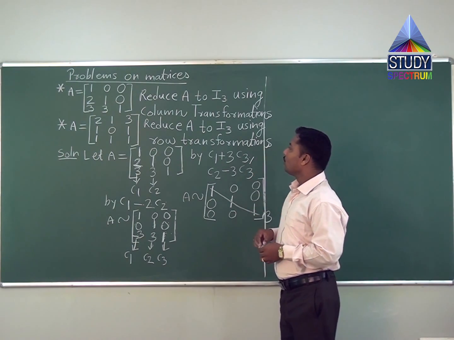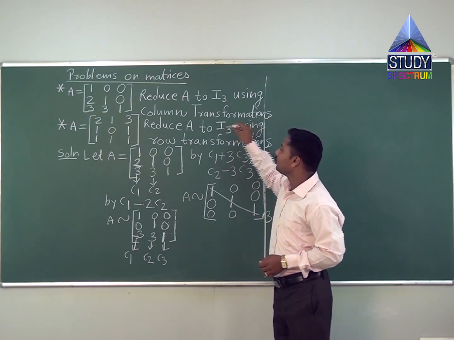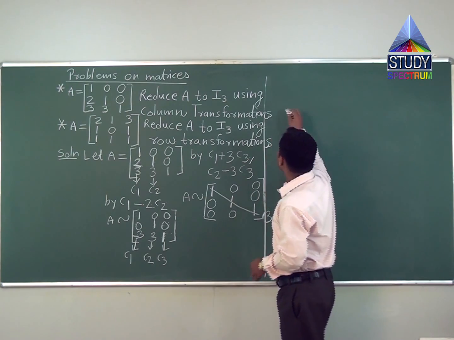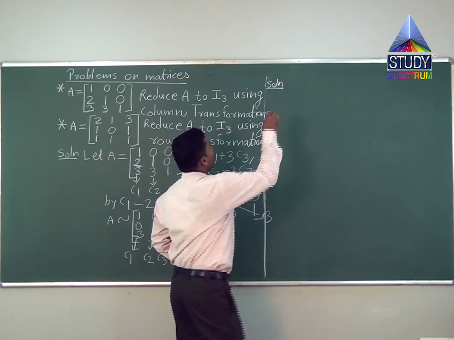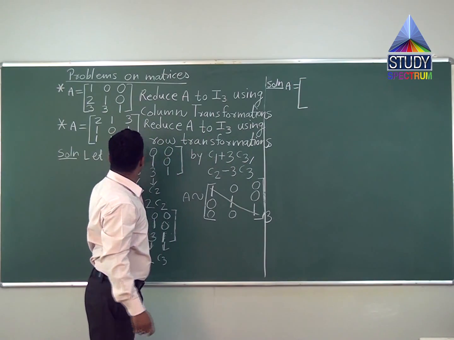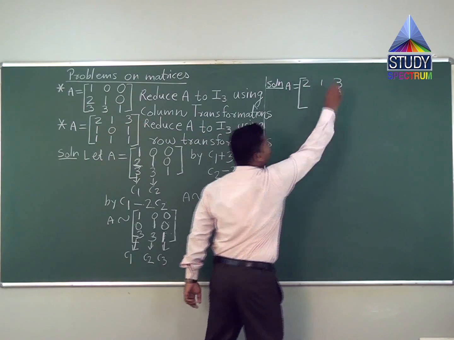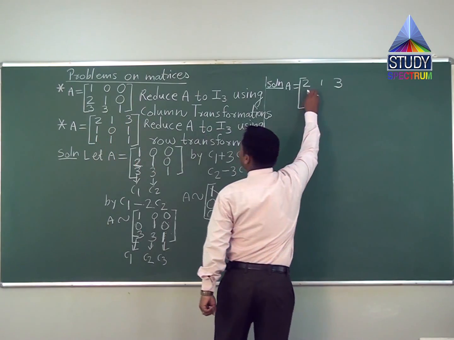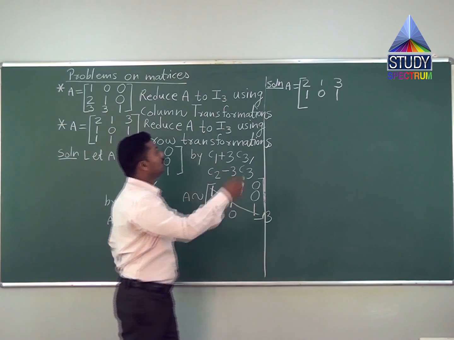In the same manner we reduce this second matrix to the identity matrix using row transformation. So we discuss the solution. A is given, A equal to the matrix with first row 2 1 3, second row 1 0 1, and third row 1 1 1.